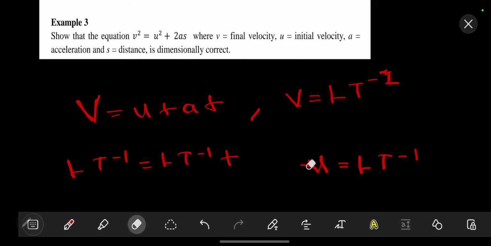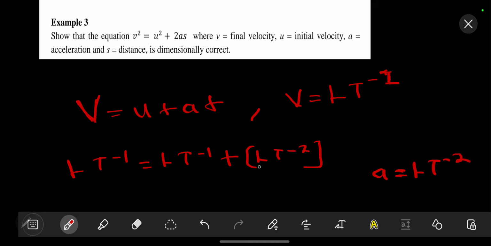Then we have plus, what is our A value? To find our A value, we know that acceleration according to the dimensions should be equal to L t raised to the power negative 2. So we can put it here, L t raised to the power negative 2, like that. Then we have times our time, which is just t to the power 1. This is U plus AT.